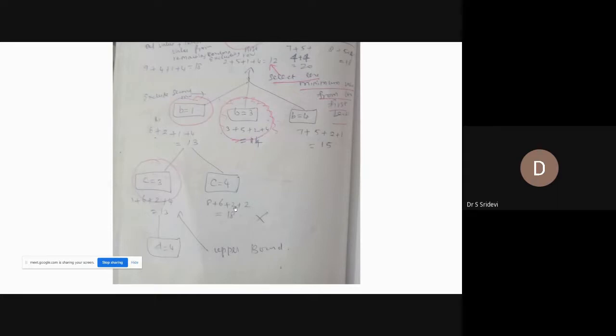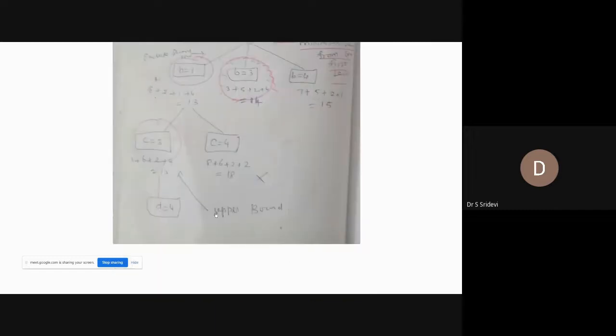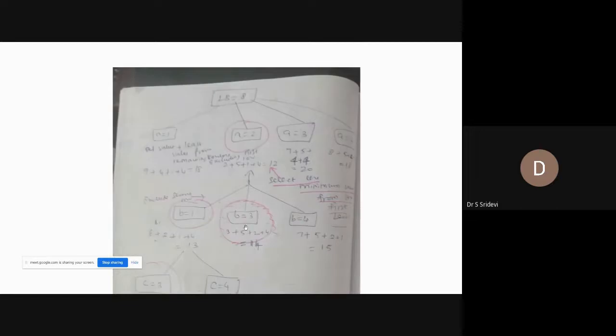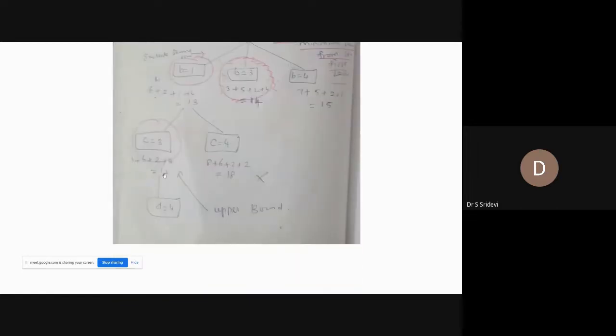Okay, compare these two, which is having the least cost, 13. Now this 13 acts as the upper bound value. So already you fixed the lower bound value as 8, and this final 13 can act as the upper bound value. Okay.